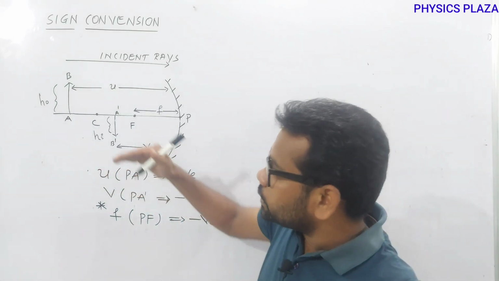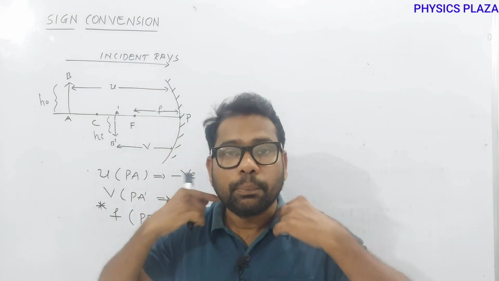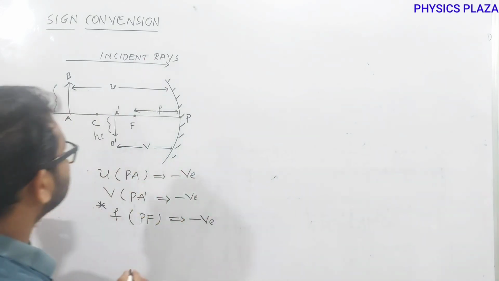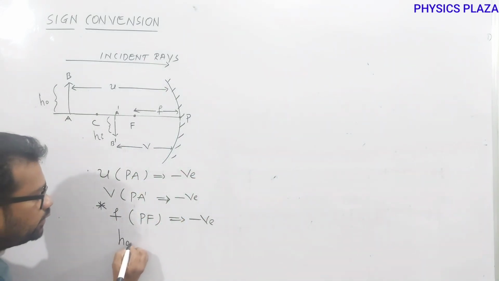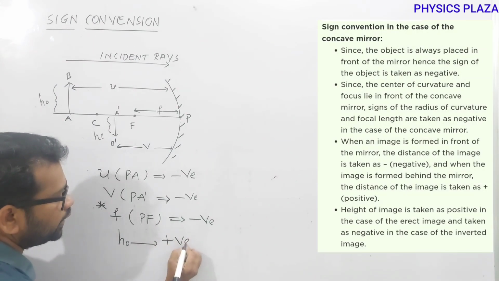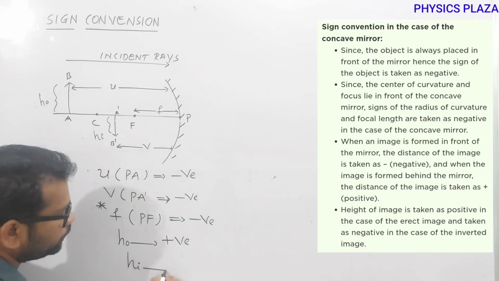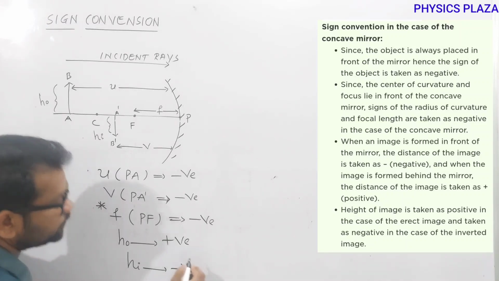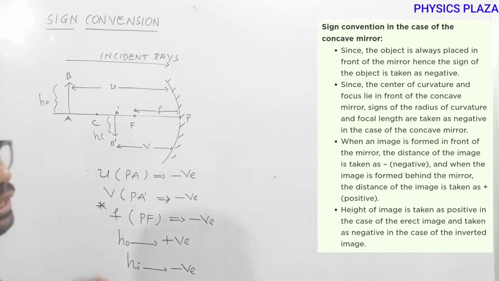And what about the height of the image and the height of the object? Children, the measurements taken above the principal axis are positive, and below the principal axis are negative. So as per that, object height is positive and image height is negative. So children, these are the sign convention rules.